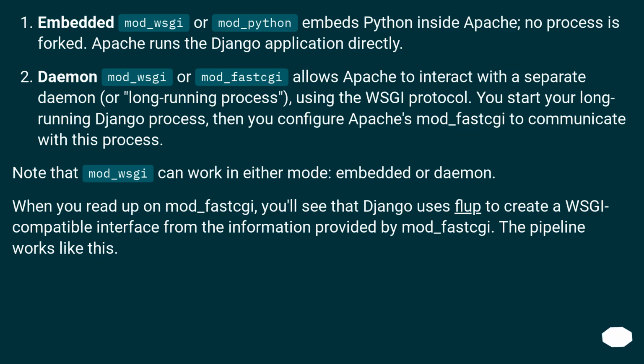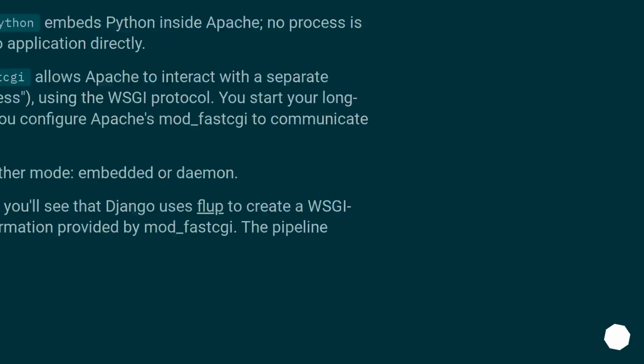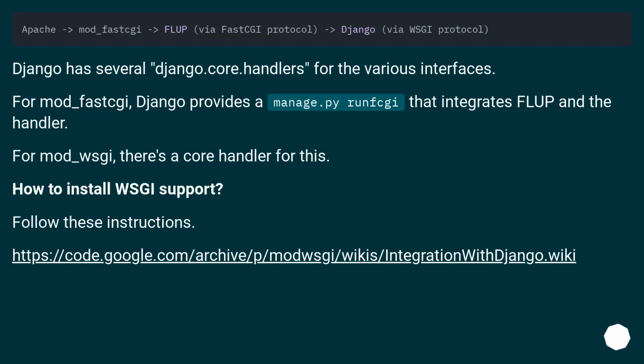When you read up on mod_fastcgi, you'll see that Django uses FLUP to create a WSGI-compatible interface from the information provided by mod_fastcgi. The pipeline works like this. Django has several django.core handlers for the various interfaces. For mod_fastcgi, Django provides a manage.py runfcgi that integrates FLUP and the handler. For mod_WSGI, there's a core handler for this.